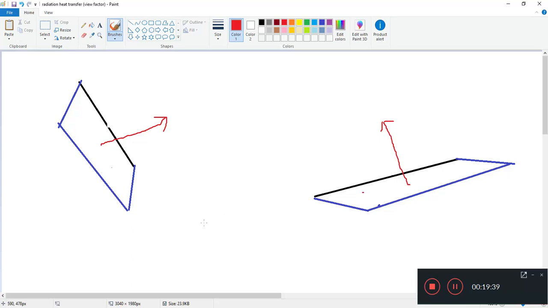In the next video, we'll continue our discussion on how this solid angle can be used to help us quantify how much energy is being transferred between these two plates, and help us define a view factor to account for the geometry of these two plates.